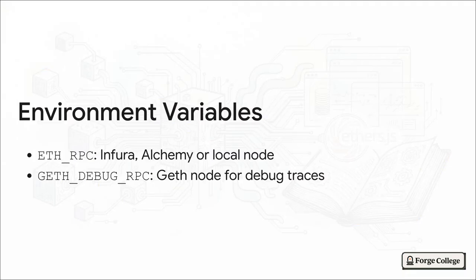Next up, you kind of need to think of these two environment variables as the power cables for your analysis machine. First, you've got ETH_RPC, which just points to your provider, like Infura, Alchemy, or even a local node. Second, GETH_RPC, the debug RPC, connects directly to your geth node to pull those raw, step-by-step debug traces. Plug these in and you're hooked straight into the network's data stream.